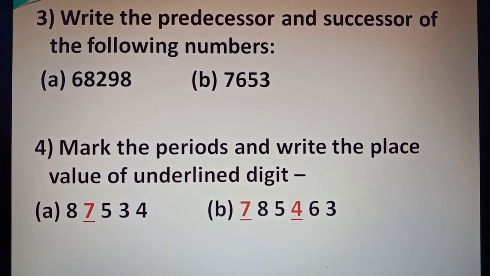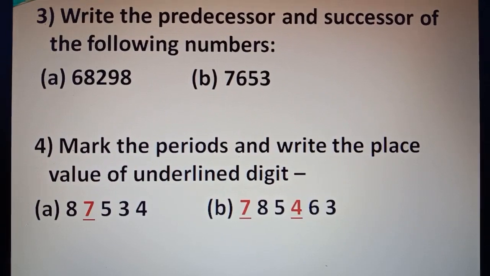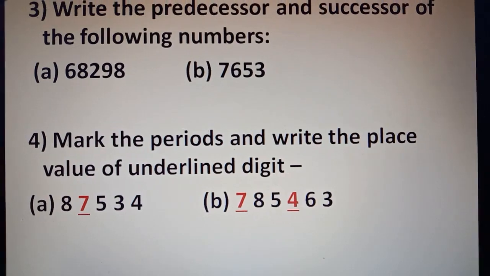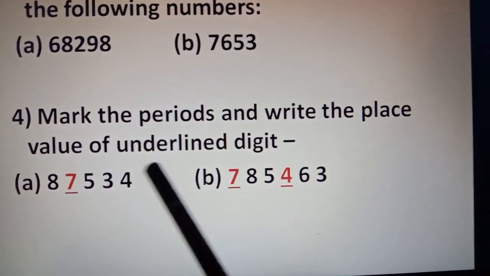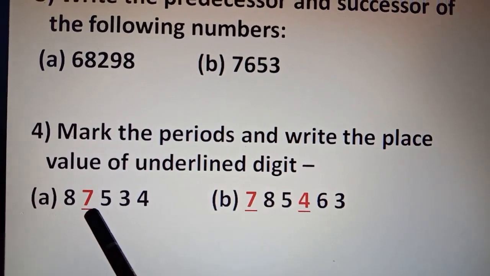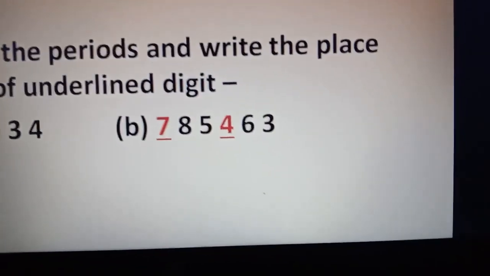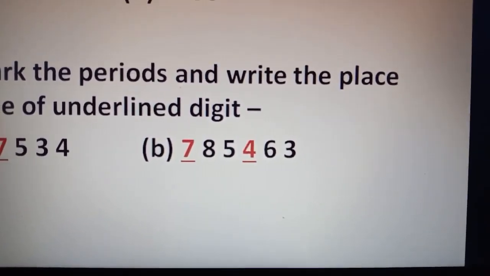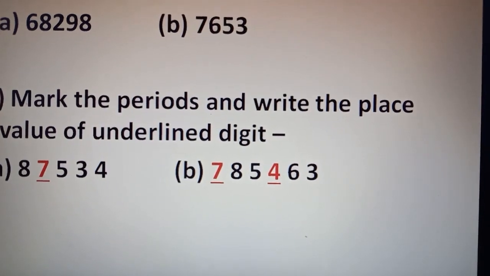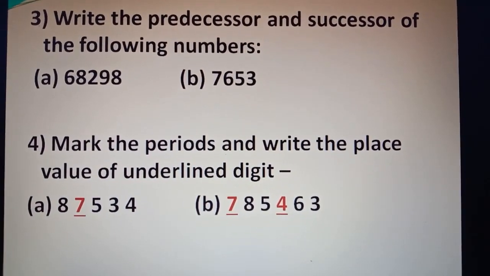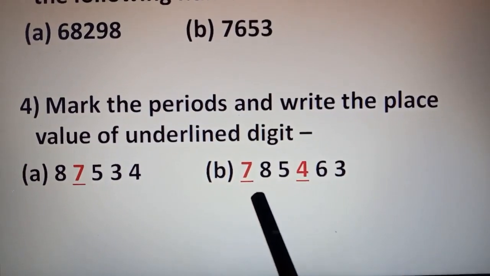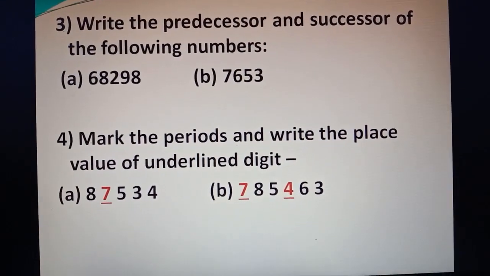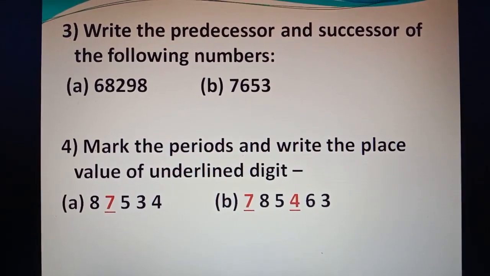Question number 4. Mark the period and write the place value of the underlined digit. A part 8, 7, 5, 3, 4. You have to tell the period and place value of underlined digit, that is 7. B part. Write down B part. 7, 8, 5, 4, 6, 3. You have to tell the period and place value of the 7 and 4. So these are the following questions assigned as homework.